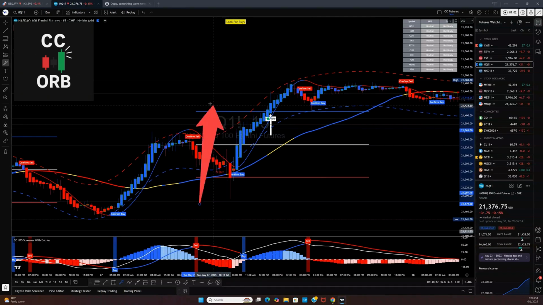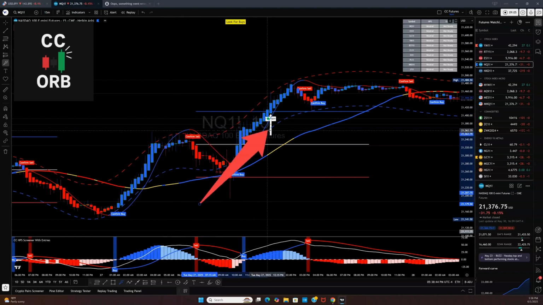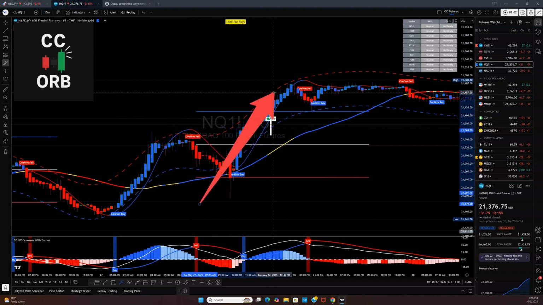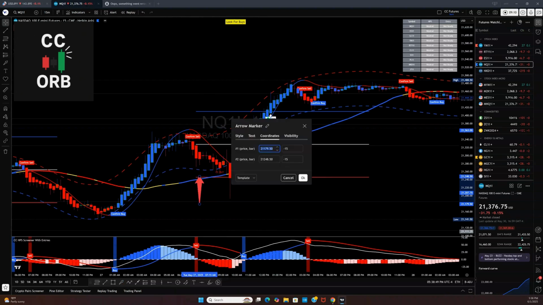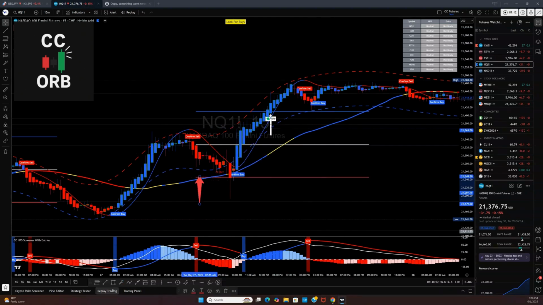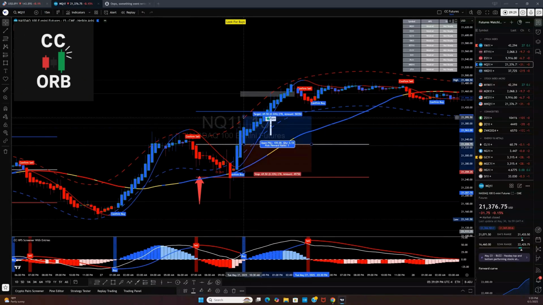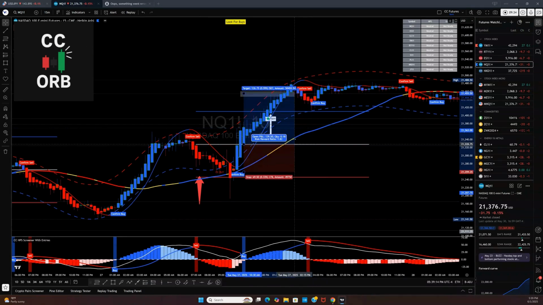You can barely see these gray lines, but these gray lines are different support and resistance areas. So we have a resistance area here. Let me show you real quick. Your CC buy came here, the confirmation buy is where you would have entered, and your trade would have looked like this. That would have been your trade on NASDAQ.